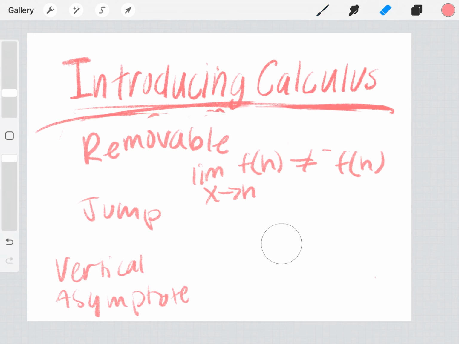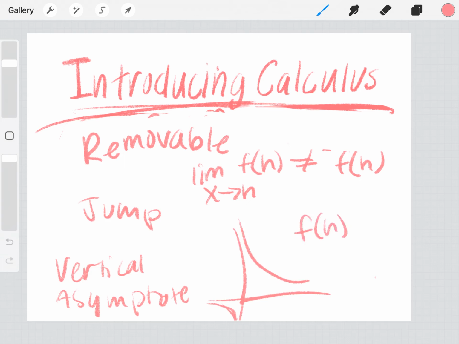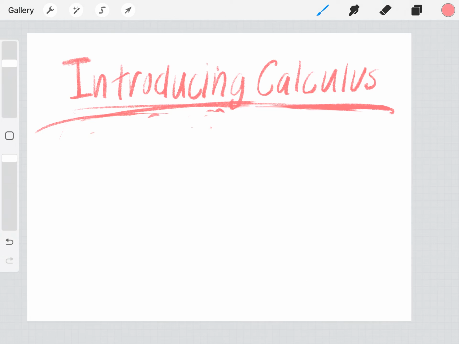And a discontinuity due to a vertical asymptote is the third type, okay? Basically, when you have a vertical asymptote, the limits from each side approach positive or negative infinity and the point just doesn't exist. Okay, since the point doesn't exist, that means it's a discontinuity, so yeah, those are the 3 types you need to know.